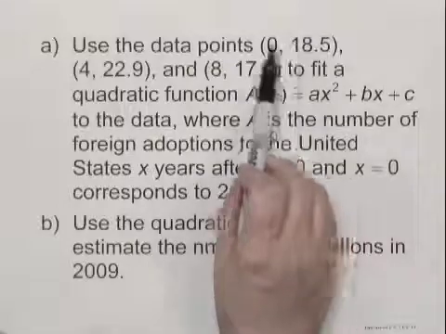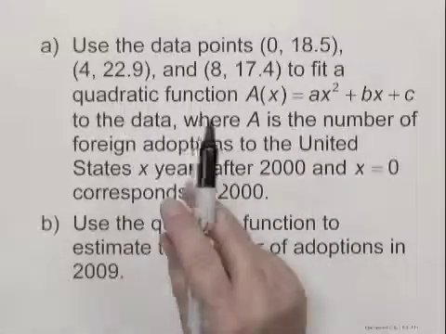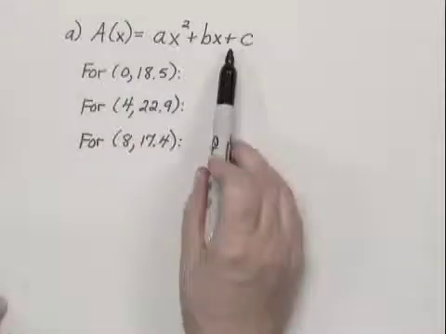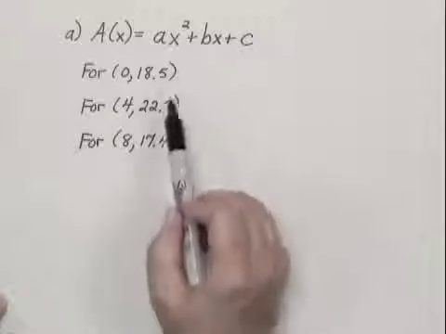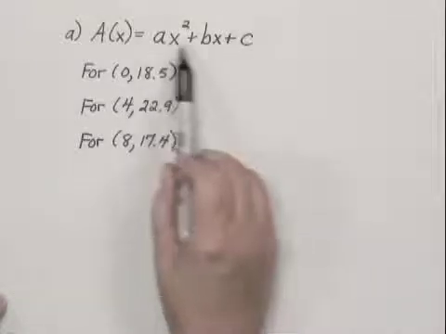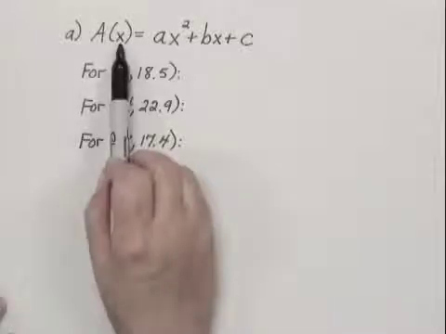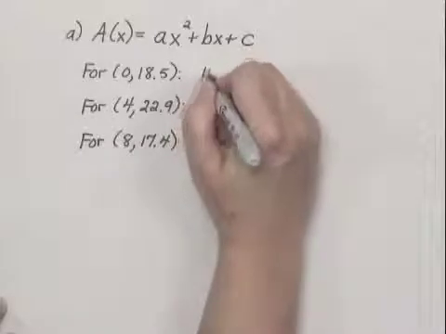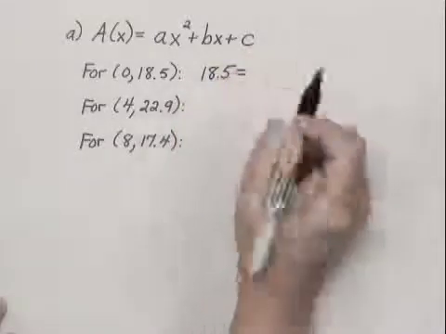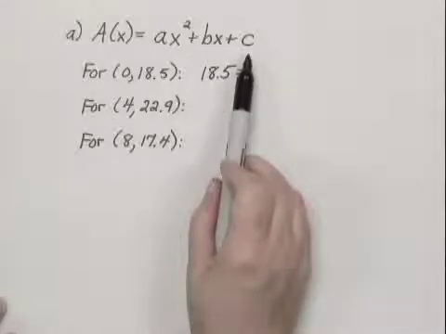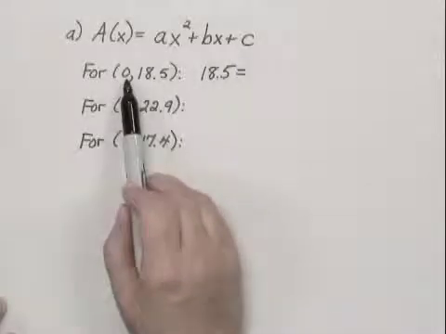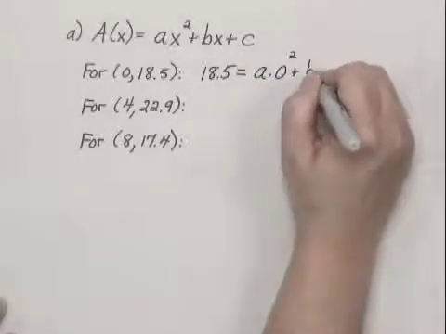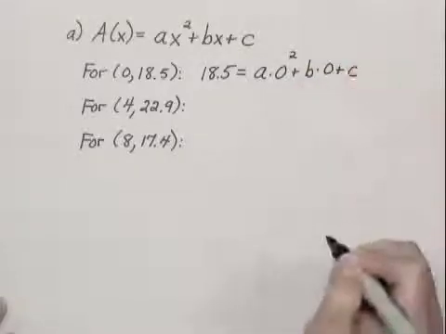So first of all, we take these 3 data points that we're going to use, and we want to fit a quadratic function of this form. So we substitute these numbers into this equation. Now, A(x) is like the y value, so the 18.5 would be substituted for A(x). So I have 18.5 equals, the a and the b and the c are the variables we don't know, and here the x is 0. So we have a times 0 squared plus b times 0 plus c.